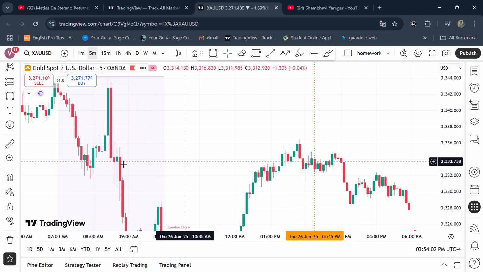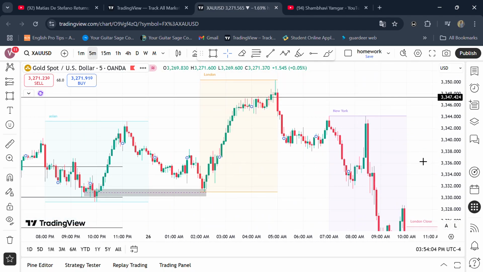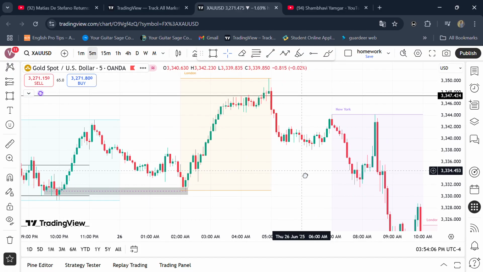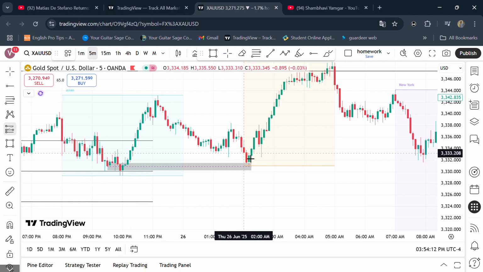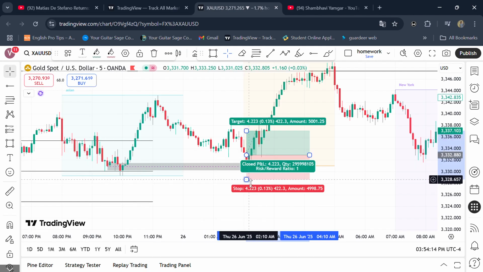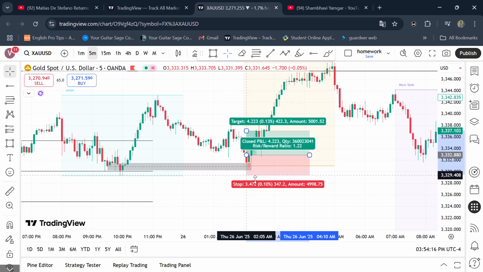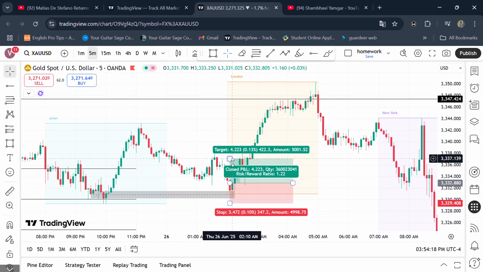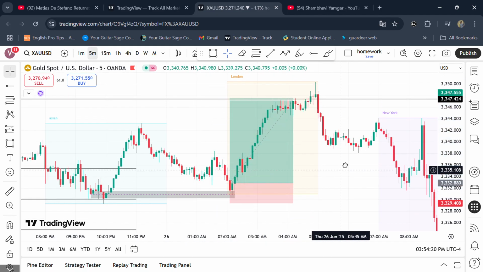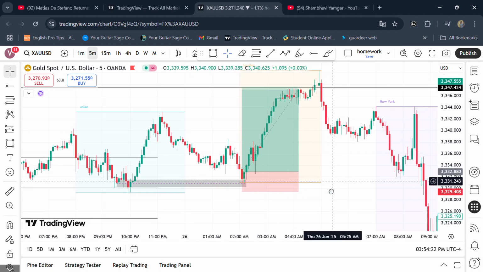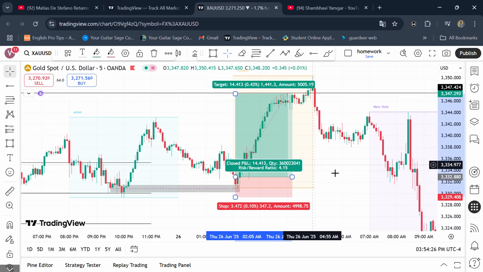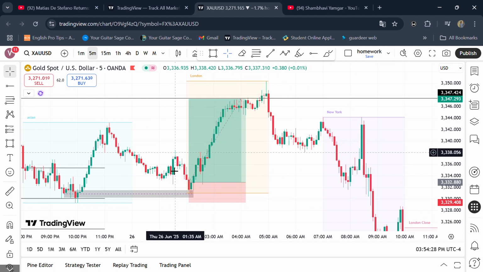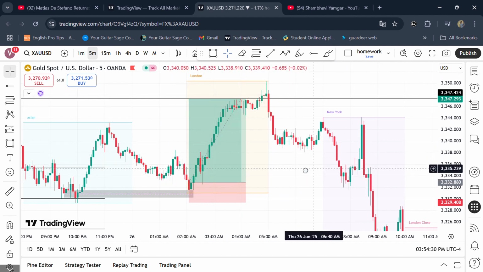It's a very simple, very high probability setup where price takes a rejection, gives momentum, we place our stop loss below this, and these are the targets. This line that we had drawn will be our target. So this was our London session for you guys.